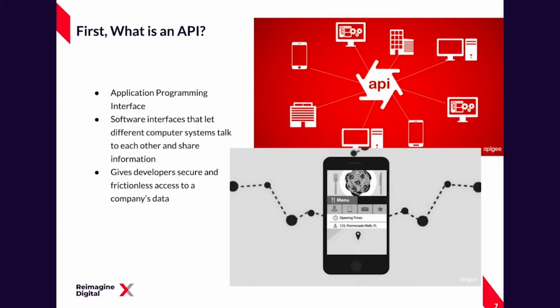So if you think about your typical restaurant review and ordering app, there might be one API or data source for location information, another one for the menu, and yet another one for making reservations. So APIs allow developers to stitch those disparate systems and data together into a coherent application.